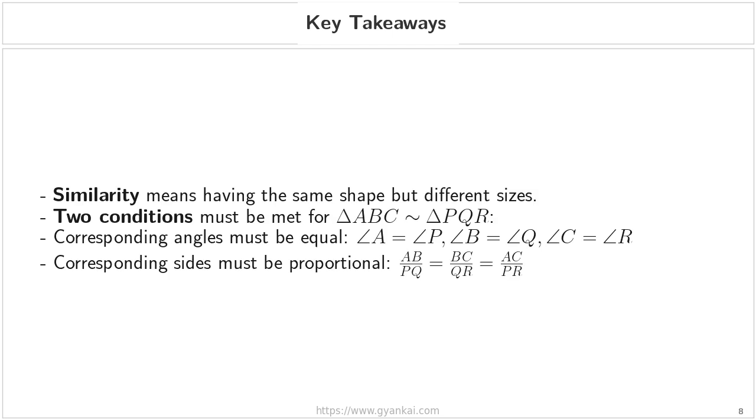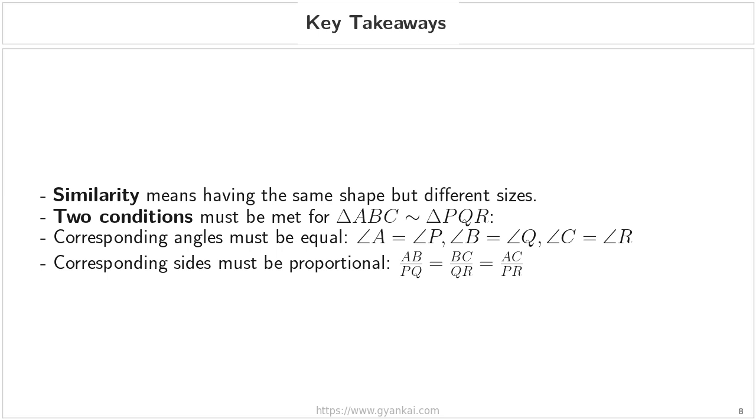Second, it is vital to remember that for two triangles, such as triangle ABC and triangle PQR, to be mathematically similar, two specific conditions must be met simultaneously. The first condition is the equality of corresponding angles. This means angle A must equal angle P, angle B must equal angle Q, and angle C must equal angle R. This is what preserves the shape.